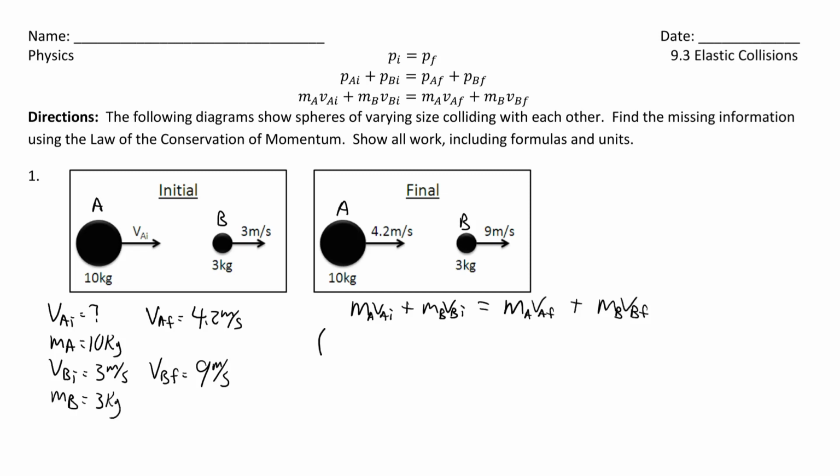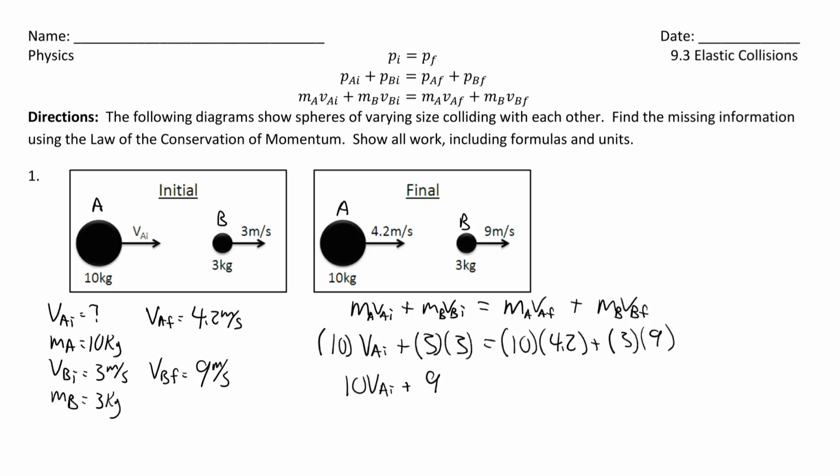So we'll just plug in now. This is 10. We're looking for the initial velocity of ball A. This one is 3. This one is another 3 meters per second. And after the collision, the mass of A stays the same, but now it's moving off at 4.2 meters per second. And the mass of B stays the same, but now it's moving off at 9 meters per second. So this is 10 VAi plus 9 equals 42 plus 27.